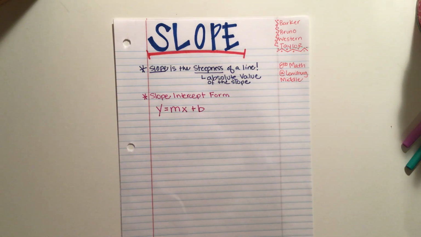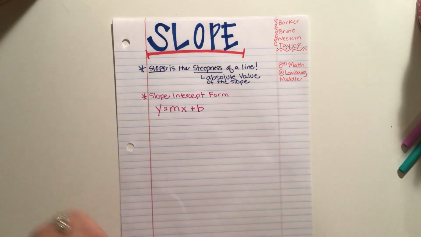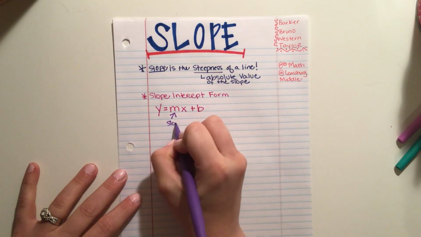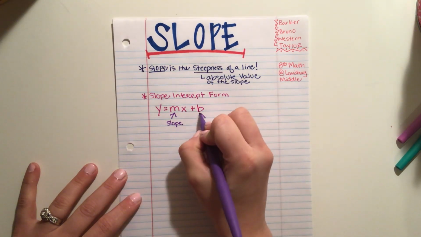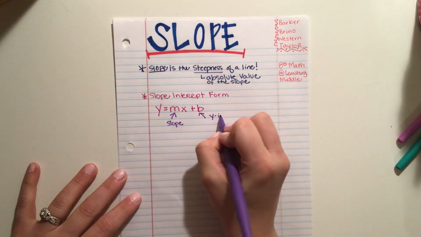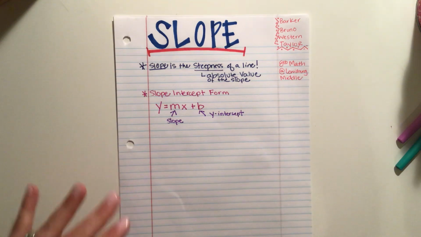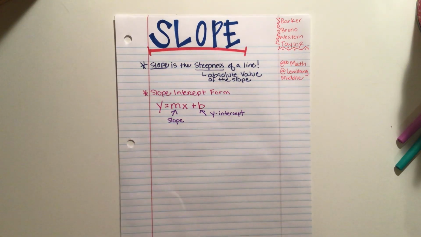We're going to talk about these different things, and then you'll see where your slope goes. Let's label this formula with what each item means. M is your slope, and b is your y-intercept. So if this is my slope, my m, I'm going to take the absolute value of that slope.